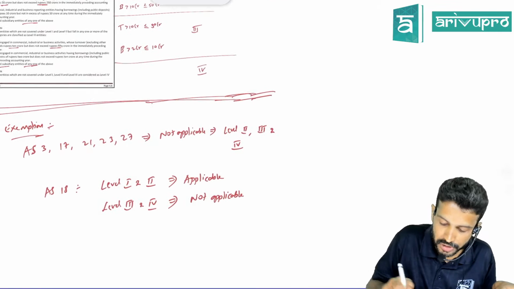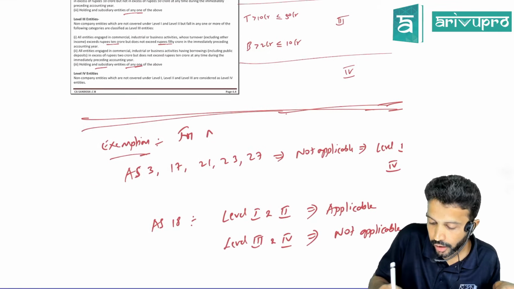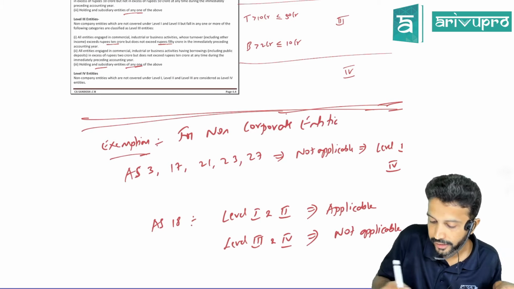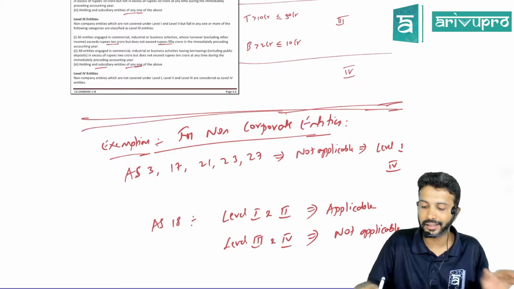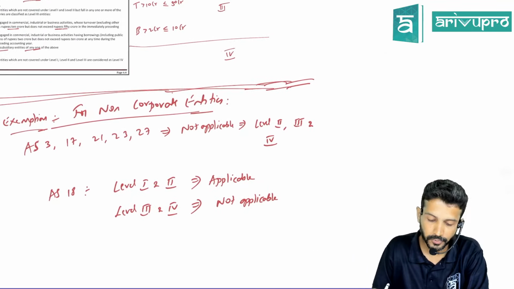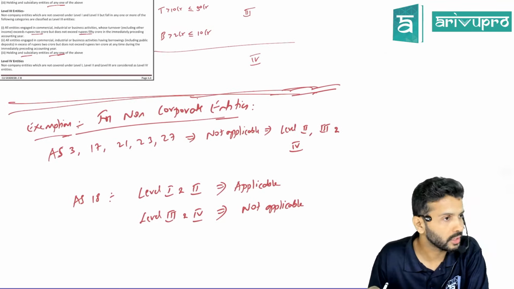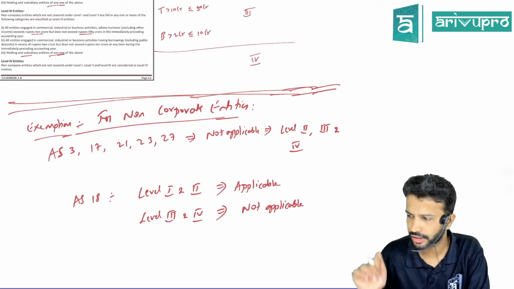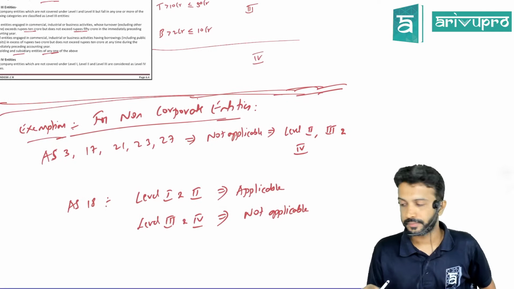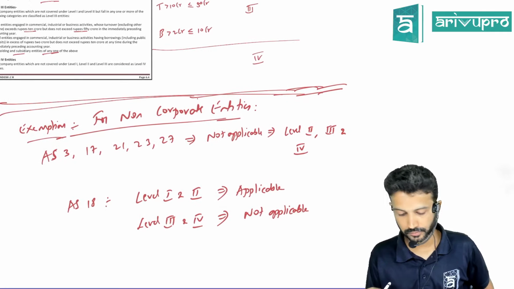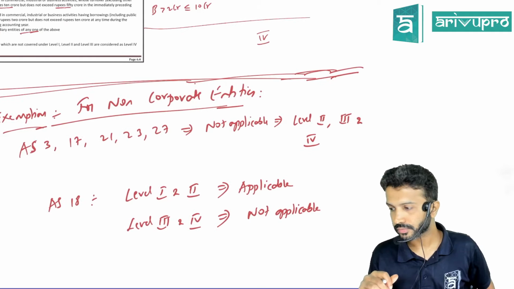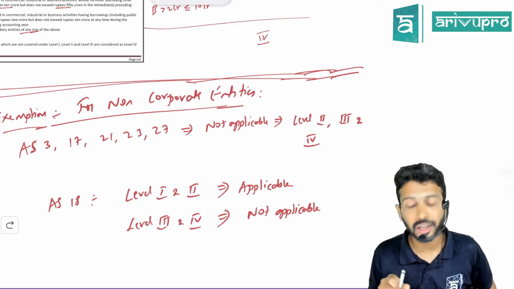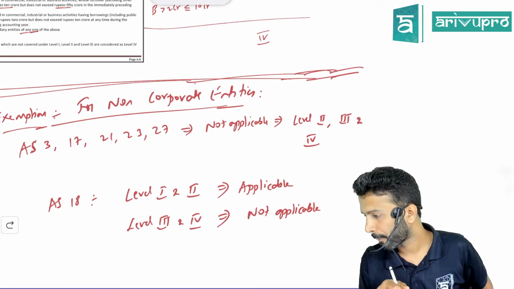First of all, these are exemptions for what, sir? For non-corporate entities. So if you are a non-corporate entity, from the following AS, you can take the exemptions. Some partial exemptions are also there. You leave that out. That may be a little difficult to remember in examination. Write this much. That is sufficient. AS 18 for level 1 and 2 applicable. For 3 and 4 not applicable. That's what I've written.